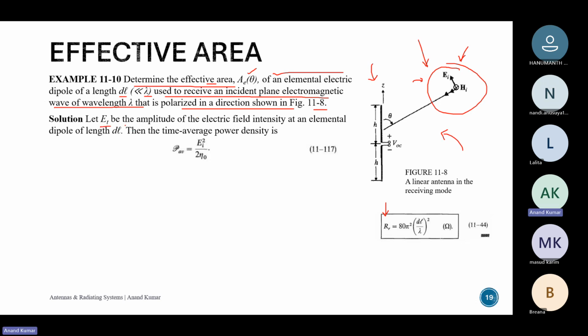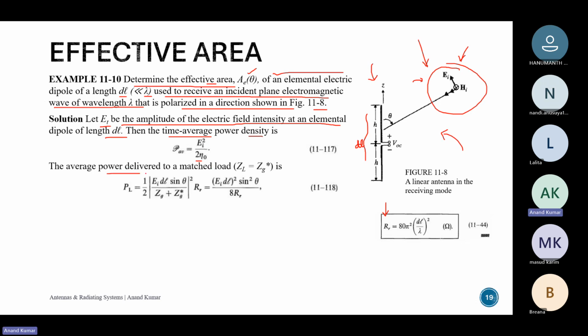So let E_T be the amplitude of the electric field intensity at the elemental dipole of length dl. Then the time average power density is P_AV equals the square of the incident electric field upon 2 eta naught. The average power delivered to the matched load, so they are the complex conjugate of each other.